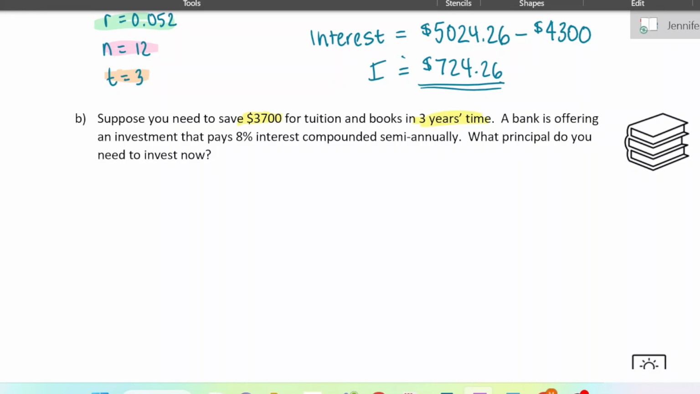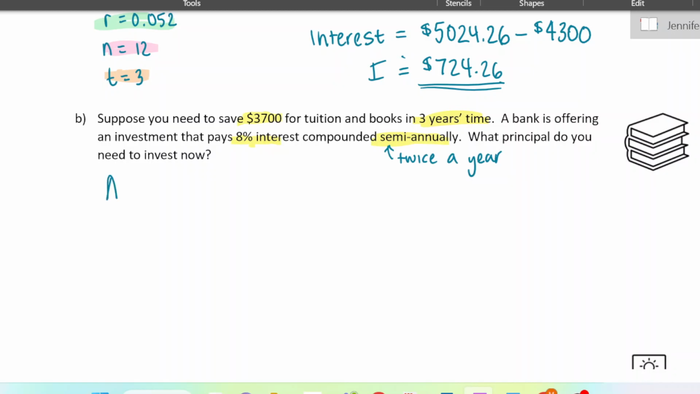A bank is offering an investment that pays 8% interest. That's a pretty good interest rate. Compounded semi-annually. That means twice a year. What principal do you need to invest now? So we're looking for the principal here.